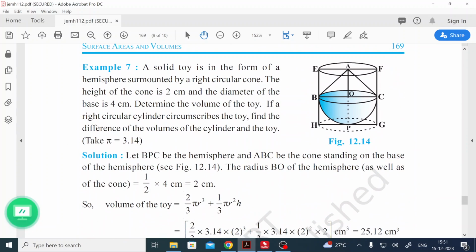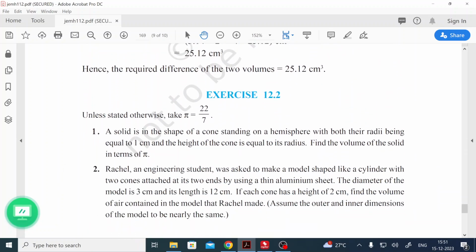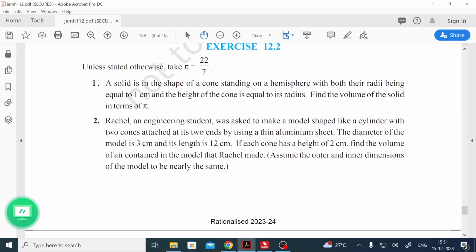And this one, already we did, I think the 7th question. That boy asked separately. Now here, anything else? Third one. How many of them don't know the first one? Very good. Second one. This sum was asked for E section, I think. Am I right, Raja? You saw. Instead of the word Rachel, they have given a student. A student was asked to make a model shaped like a cylinder, something like that they have given. Okay.